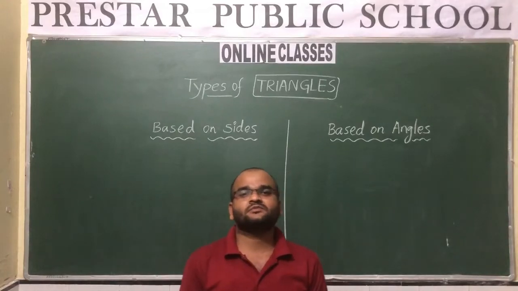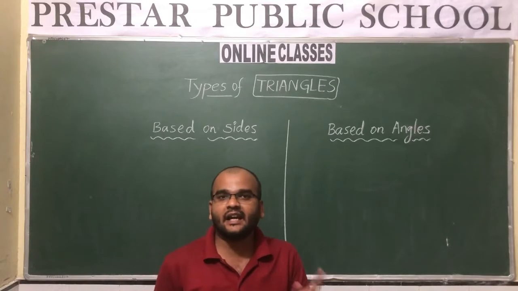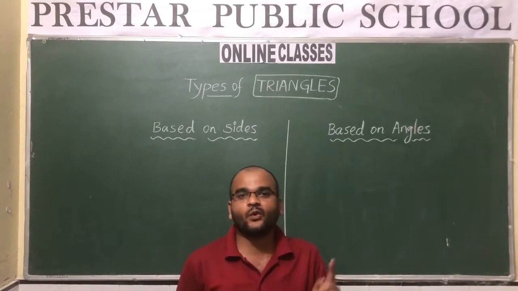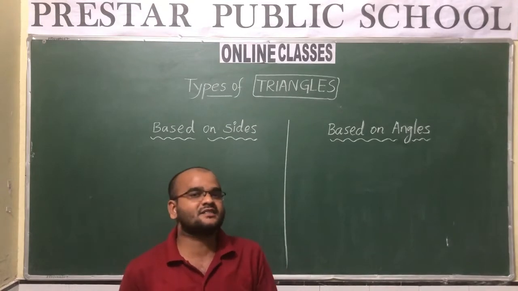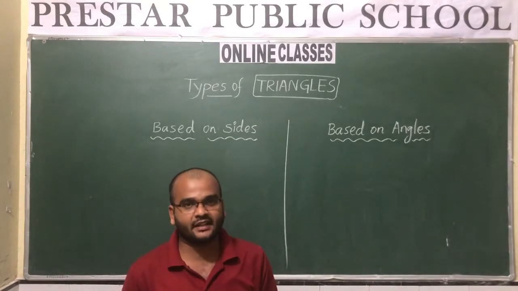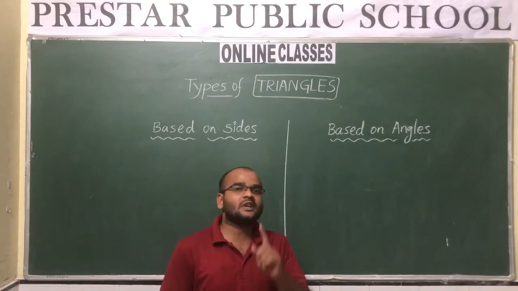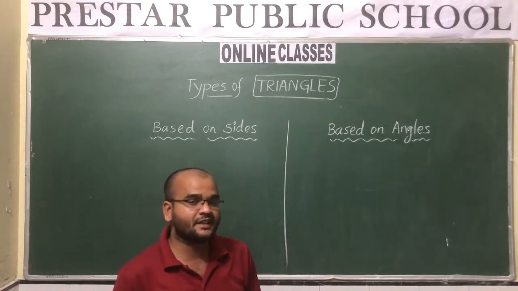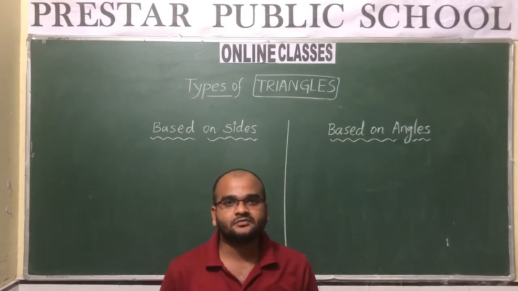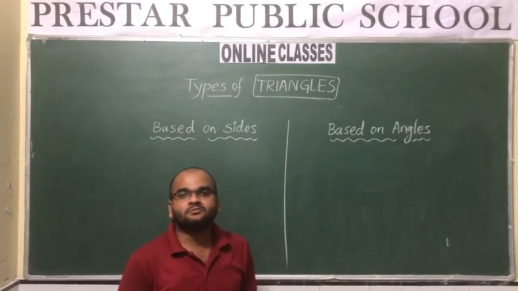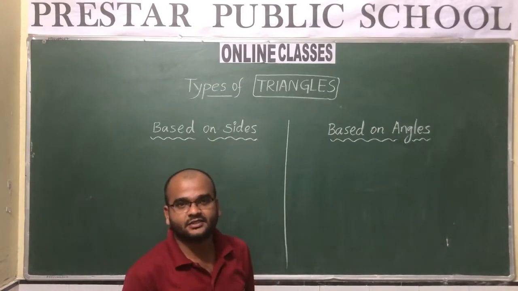Hello everyone. In the last class we discussed how to find the area and perimeter of a square and rectangle. Now in today's class let us discuss the types of triangle. Before going into the topic, I would like to ask one question. Do you know what is meant by a triangle? A triangle is a closed figure which contains three sides.